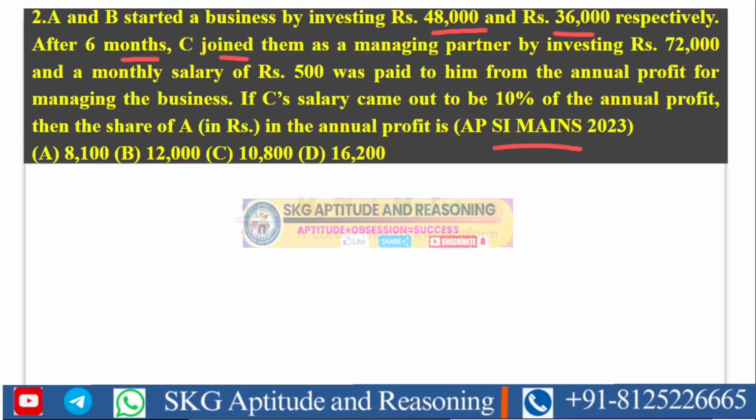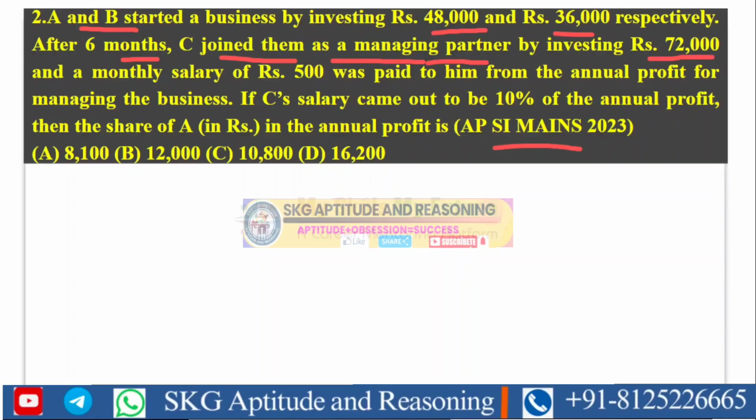After 6 months, C joined as a managing partner, which means A and B are not active partners here. C joined after 6 months, which means C was the only active managing partner for the remaining 6 months only. Why? Because initially A and B were present in the business, so they were managing the business for the initial 6 months. After 6 months, C joined and is managing the business for the remaining 6 months only. Try to remember that point here.